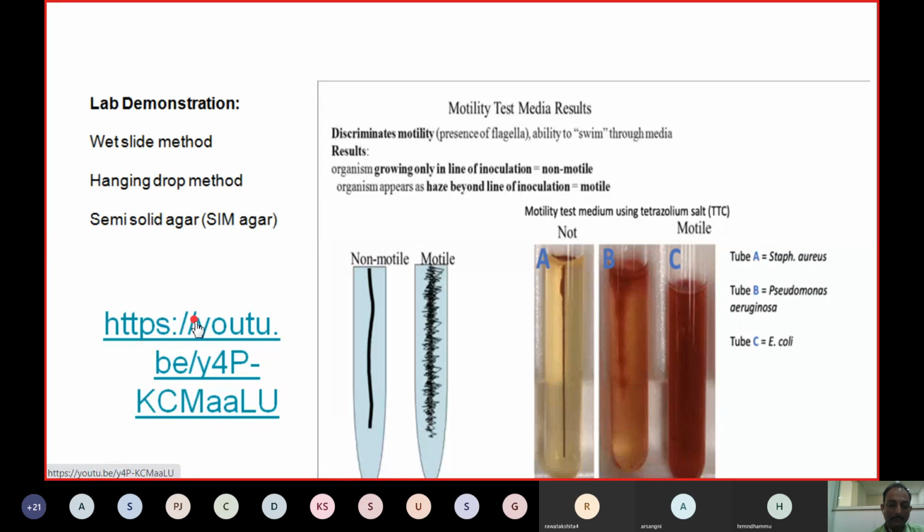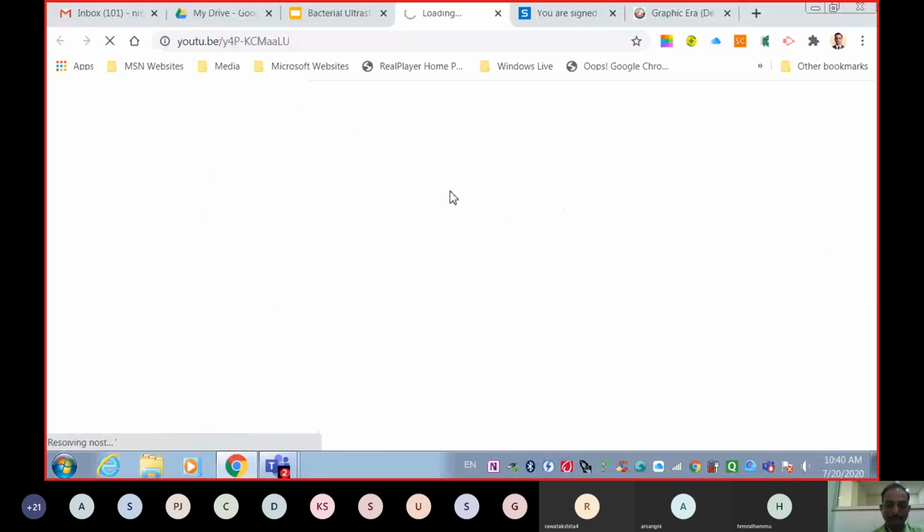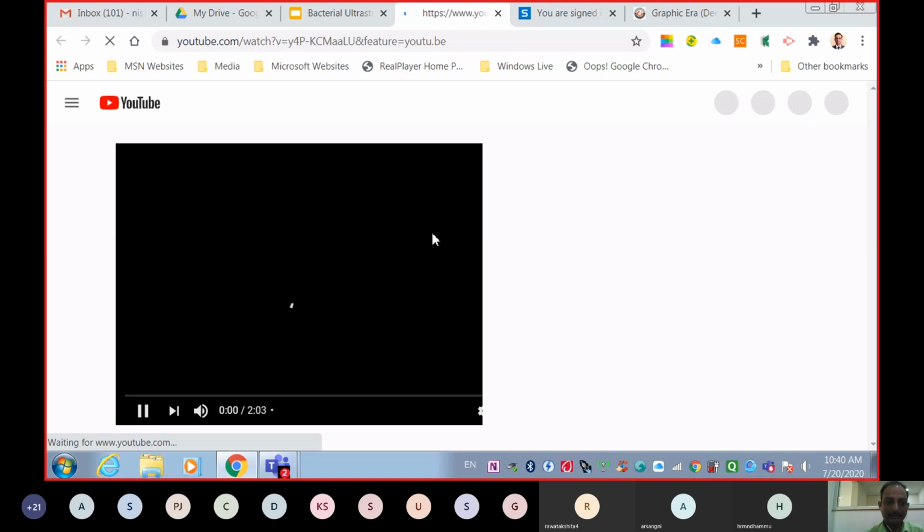Again, I am showing motility of a bacteria. Please confirm, are you able to see or not? This is connecting to a YouTube link where there is an original picture of bacterial motility. Please confirm when it gets started.